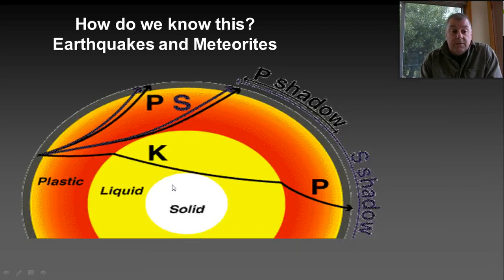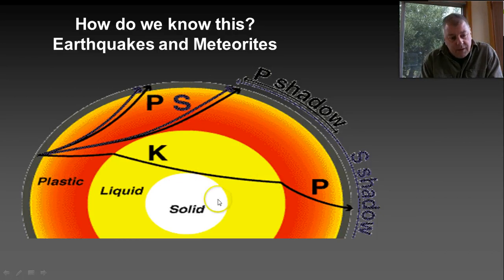But how do we know this? Because we can't drill a hole. The biggest hole we've drilled is about 12 or 14 kilometers, which is only a tiny little blip on this diagram. But we know about the phases of the Earth because we looked at earthquakes, and earthquake waves have phase changes when they go through different transitions from what we would call plastic rock that's molten but still solid, liquid rock and solid rock.